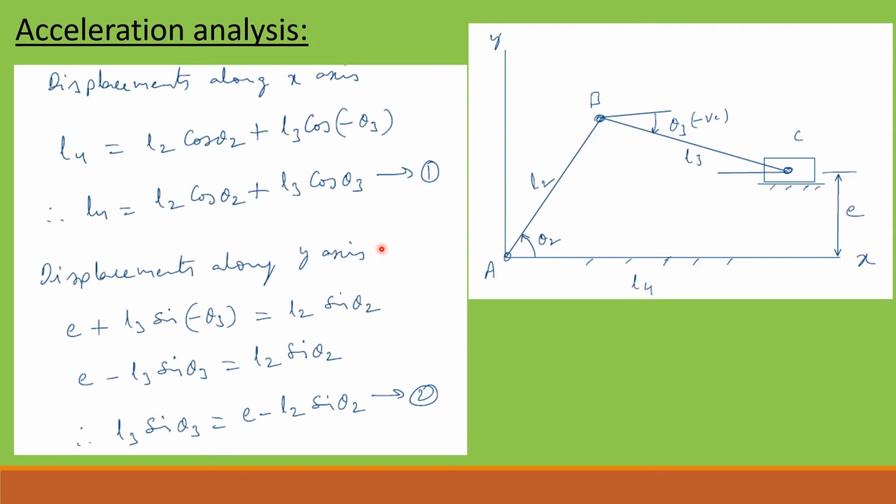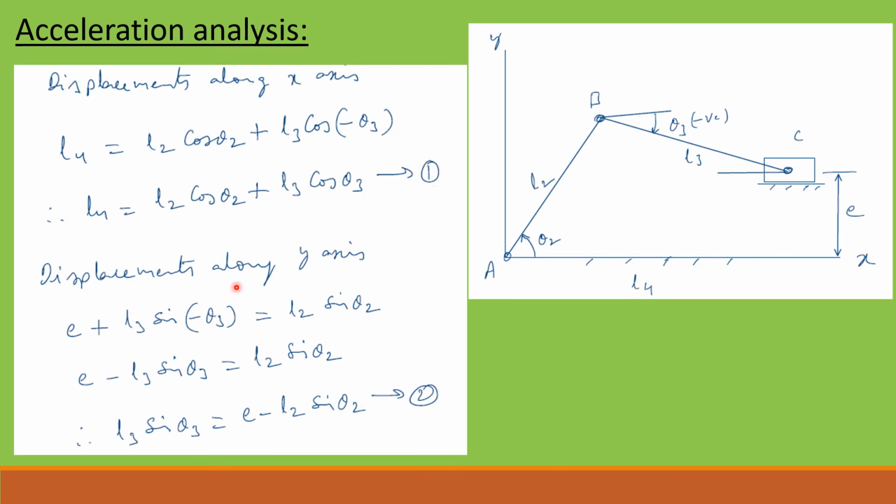Now let us derive equations. First let us write displacement equations along x and y axis. Along x axis we can write displacement equation as L4 equal to L2 cos theta 2 plus L3 cos minus theta 3. Cos minus theta 3 will become plus cos theta 3. So finally this will become L4 equal to L2 cos theta 2 plus L3 cos theta 3. Let us call that equation 1.